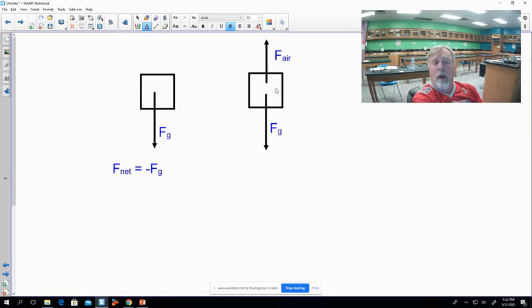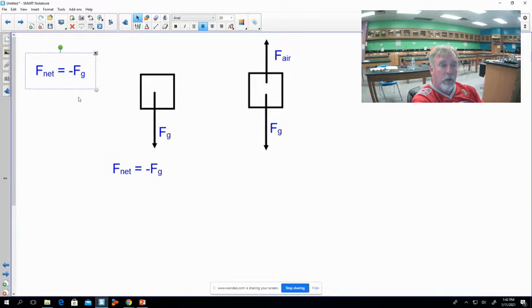Well, what would the net force equation look like for a box falling with air resistance? Hopefully you can look at it. It's going to start off similar. Well, let me copy this over. It's going to start similar, right? Because we still have a force of gravity pointing down. But what's different here?